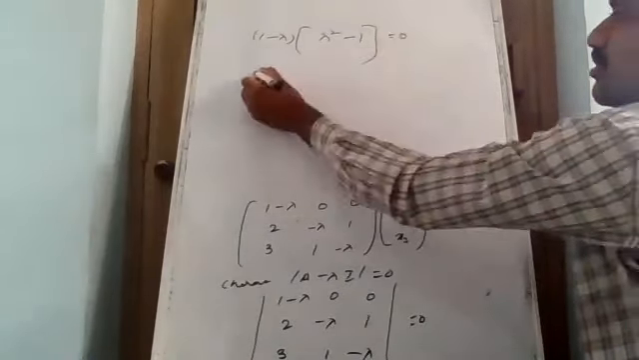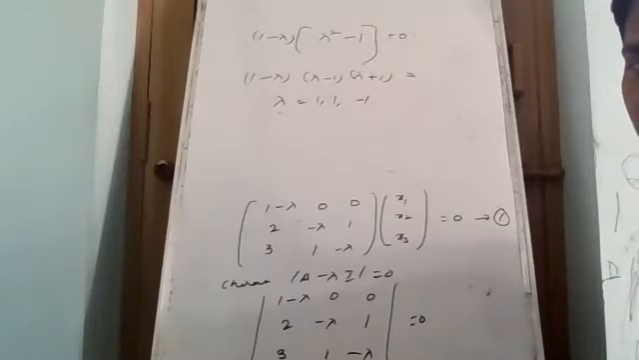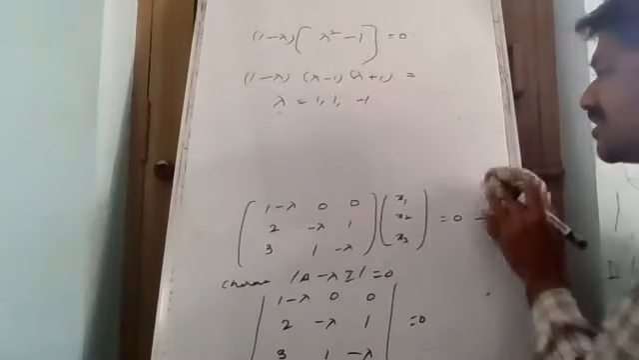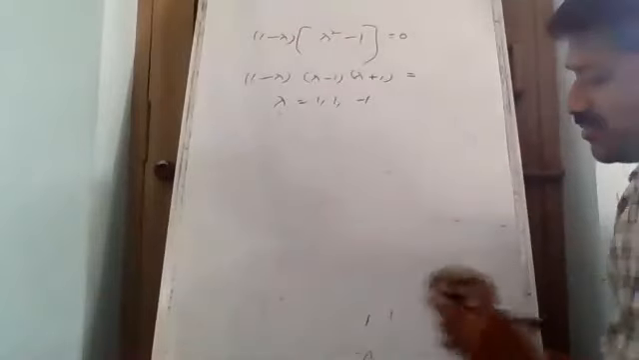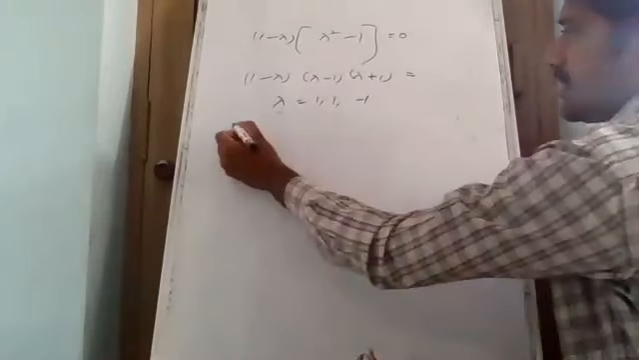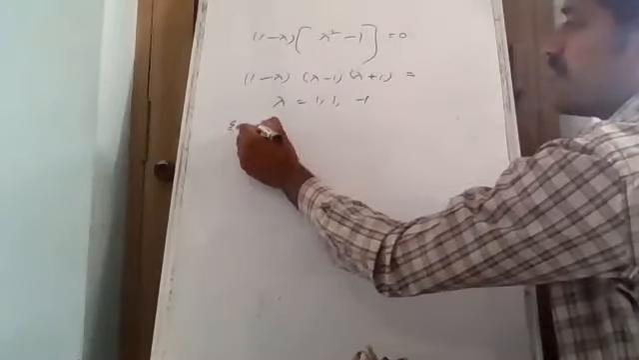Now we are going to find the eigenvector corresponding to each eigenvalue. So what are the eigenvectors? Let us see the procedure. First I am going to find the eigenvector corresponding to lambda is equal to minus 1.